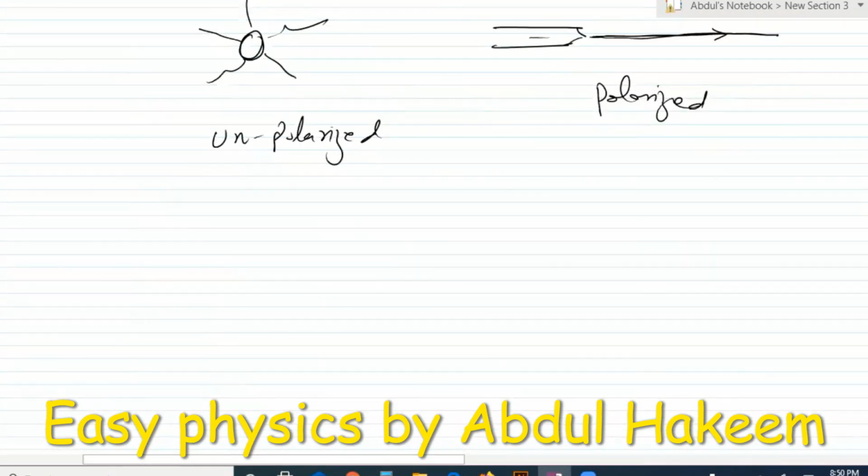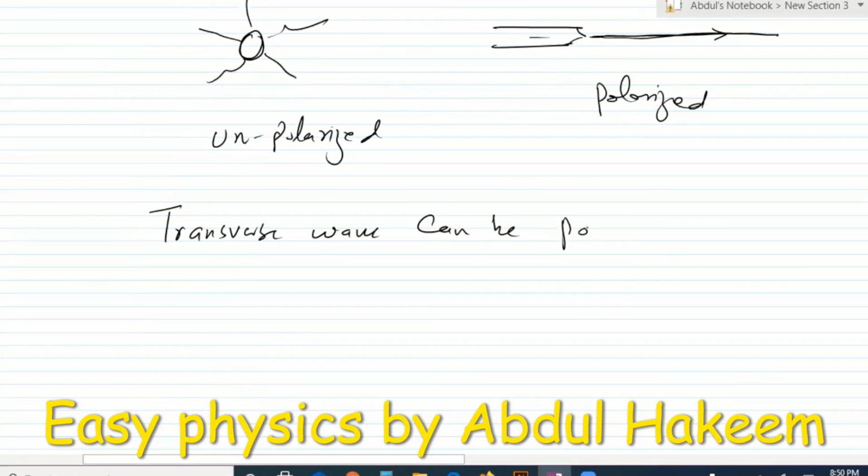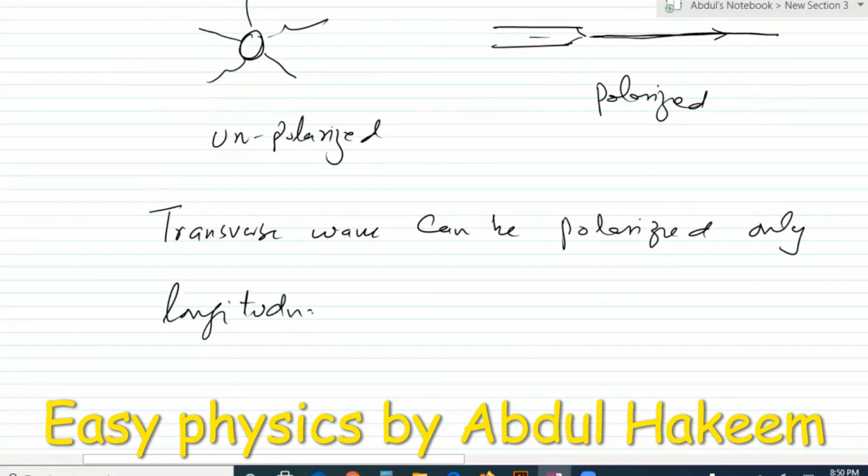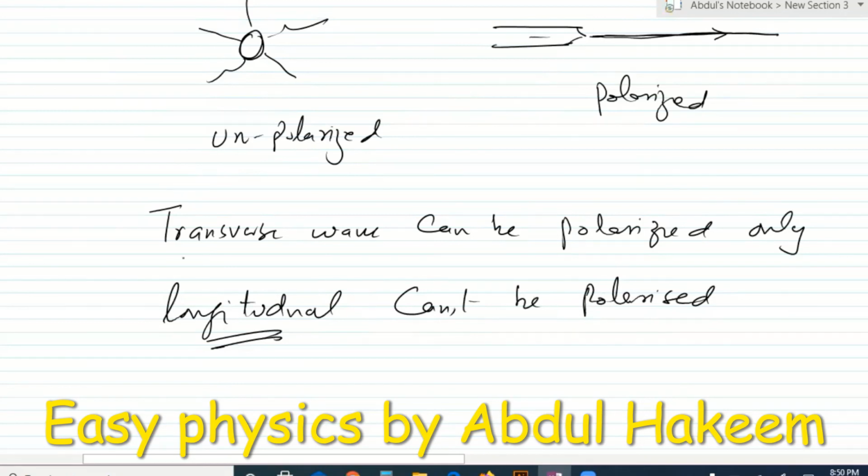And do remember, a transverse wave can be polarized. A longitudinal wave cannot be polarized because it travels in all possible directions, but light is a transverse wave. It can be polarized. It travels in the form of a beam. Light is a transverse wave, so it can be polarized.